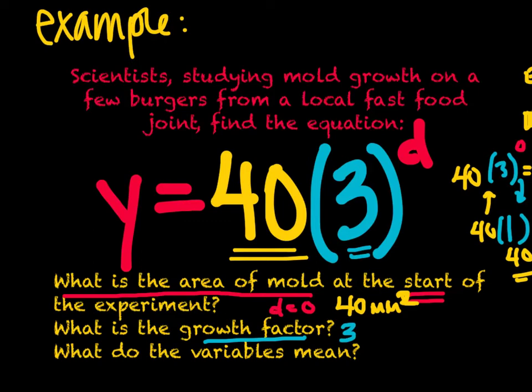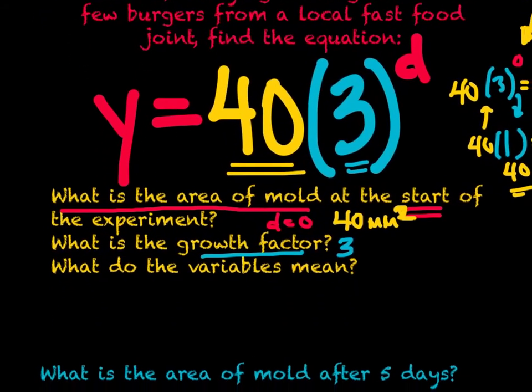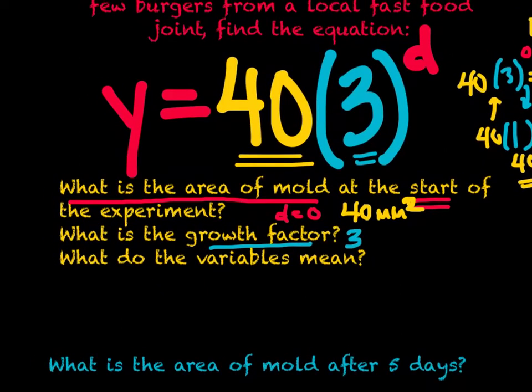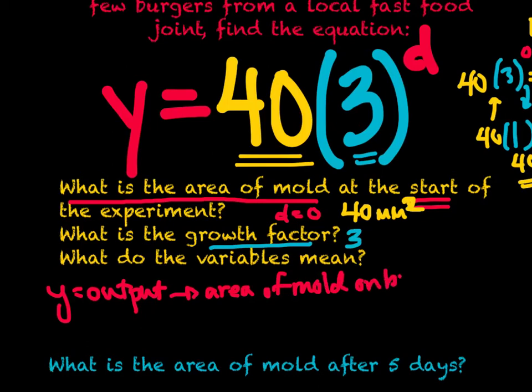Next, what do the variables mean? So we need to identify what each of these variables are. We first have y, which we can say is our output, but really what does it mean in the context of the scientists looking at these burgers and the area of mold growth? We could say the output is the area of mold on the burgers. Gross. The other variable that we have is the d, which in this case we're going to say is days. So each day goes by, the mold area triples. So the d is days.